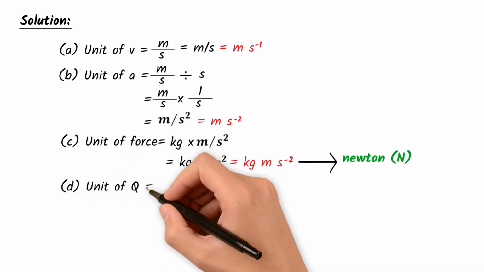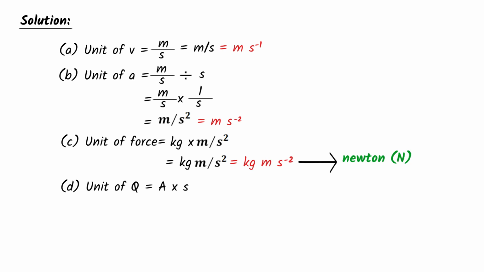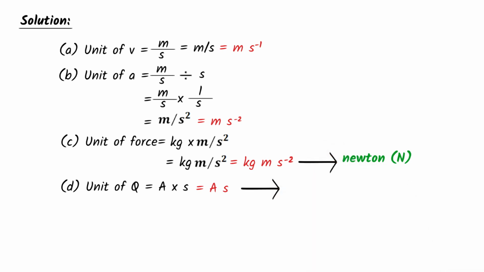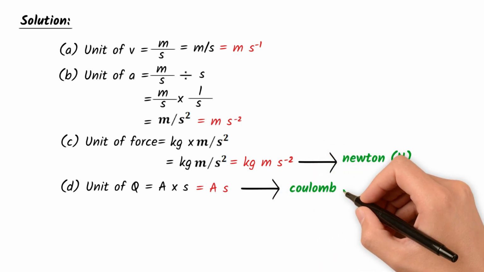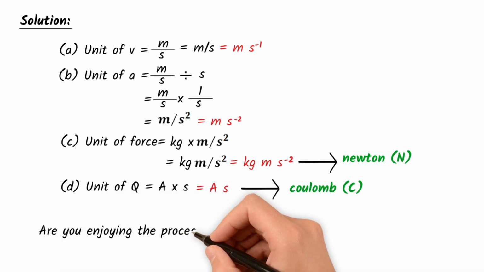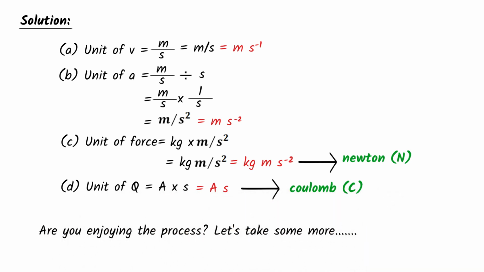Lastly, we have the unit of charge. Charge is current times time. So the unit of charge is the unit of current, which is ampere, times the unit of time, which is seconds. And that gives us ampere second. And the combined unit that is used for ampere second is the coulomb. Again, it starts with a small letter c. Okay, so I think this was really interesting. Let's take some other four.